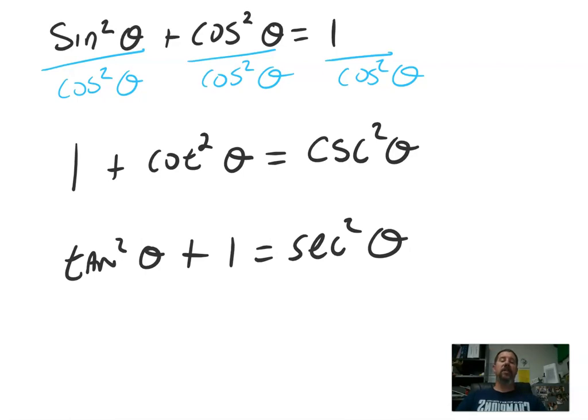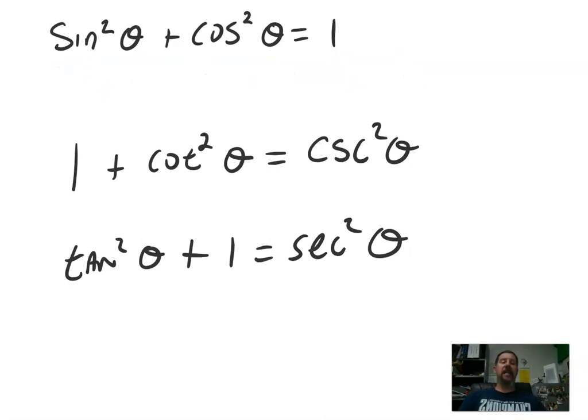Again, you need to know these three identities. You don't have to have them all memorized. If you know the sine squared, you can always generate the other two. But these are three identities that the AP exam will expect you to be familiar with. Okay, the three Pythag ones.